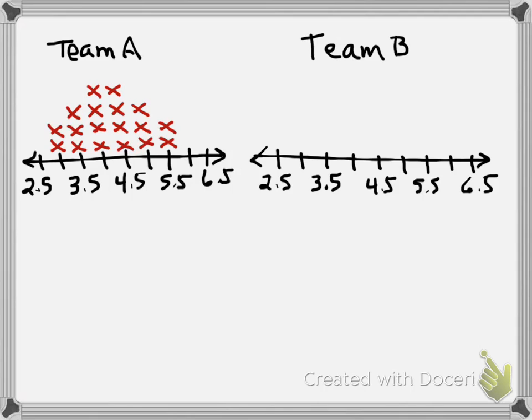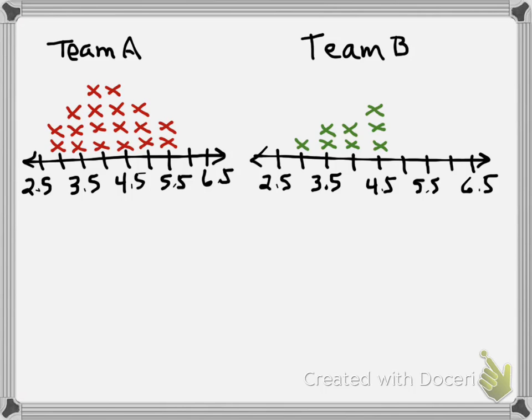So this is how Team B measured up. So let's see, we had 1 person who went 3 miles. We had 2 people who had done 3.5 miles. We had 2 people that did 4 miles. We had 3 people that did 4.5.